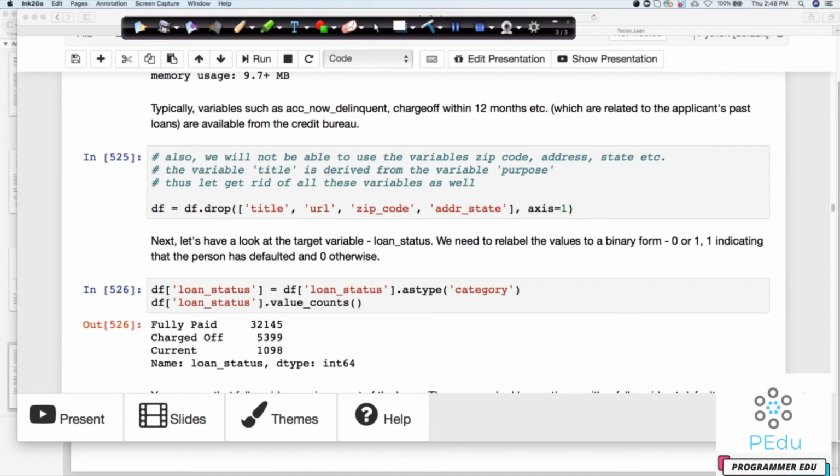You don't need it again. So you would like to remove title, URL, zip code, and address state, because these will not be useful. Again, this is a business call, okay? If you want, you can still keep the map and try to do analysis. You may not come up with any very interesting trend.